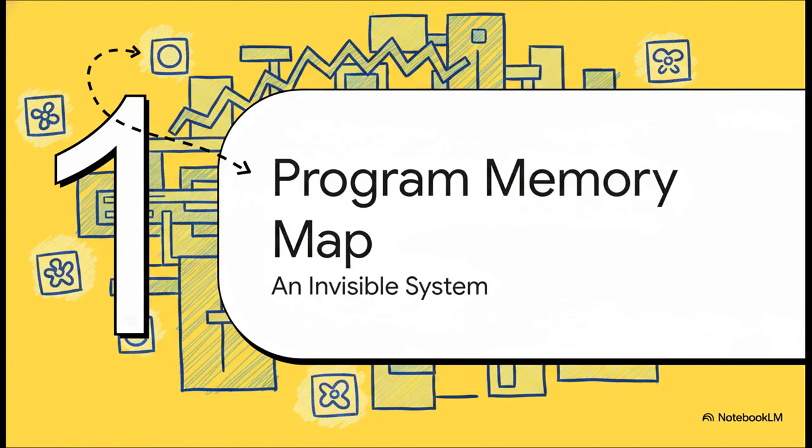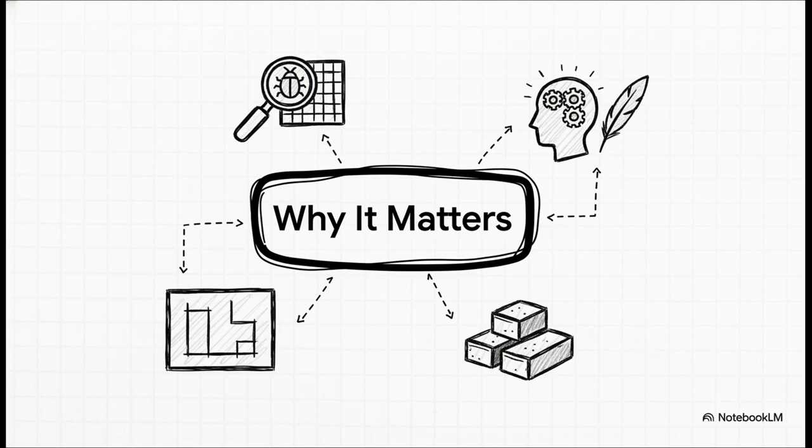Now you might be thinking, okay, but why should I care? As long as it works, right? And that's a fair question. But understanding this invisible system, this sort of memory map, it's one of those things that really separates a good programmer from a great one. So why does it matter?